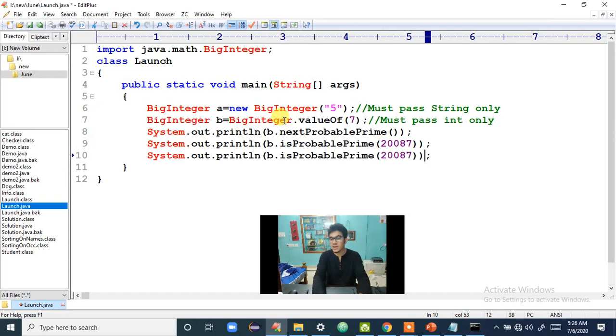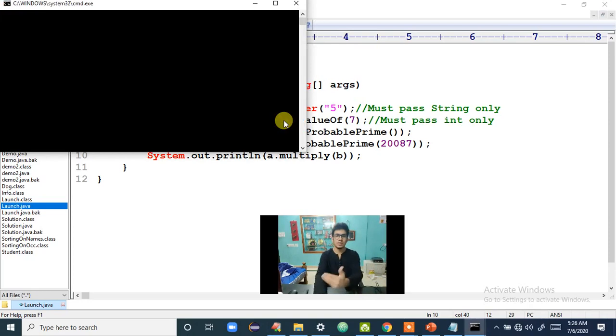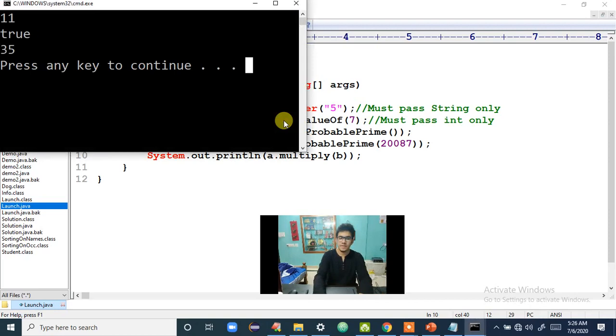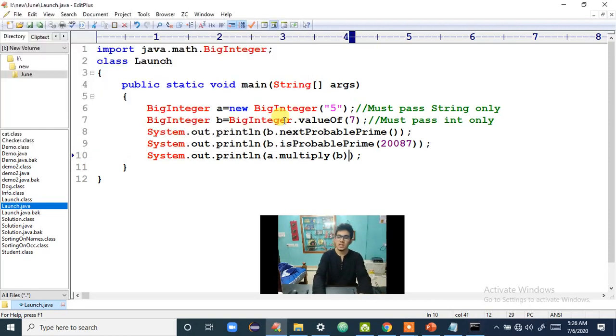And today what we had seen, one method is multiply. So if you want to multiply, you have to write a dot multiply of b. This is the way. So what is 5 into 7? 5 into 7 will be 35, right? So we got 35 as the answer. So multiply we had done.